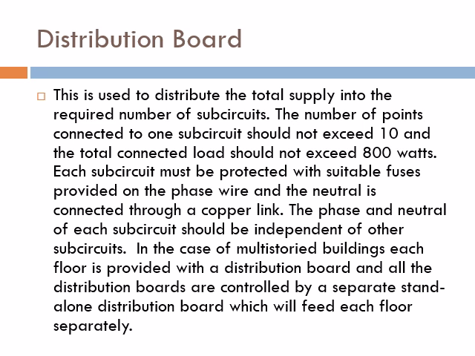Next is the distribution board, which is used to distribute the electrical supply to the required number of subcircuits. The number of points connected to one subcircuit should not exceed 10, and in terms of load, it should not exceed 800 watts. Each subcircuit must be provided with suitable fuses on the phase wire, and the neutral is connected through a copper link. The phase and the neutral of each subcircuit should be independent of the other subcircuits.